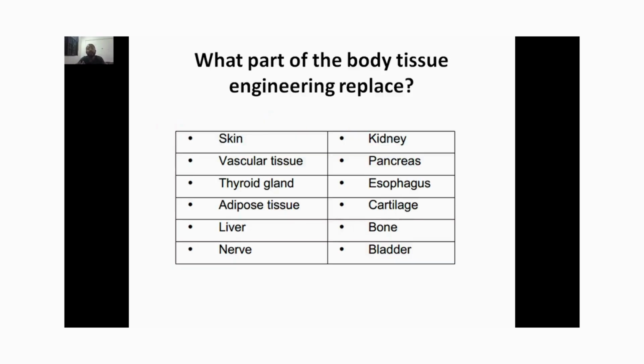So what parts of the body can tissue engineering replace? It can be used for skin replacement, kidney replacement, vascular tissues, pancreas, thyroid glands, esophagus, adipose tissue, cartilage, liver, bone, nerve and bladder. All these tissues as well as organs can be replaced with the help of tissue engineering.